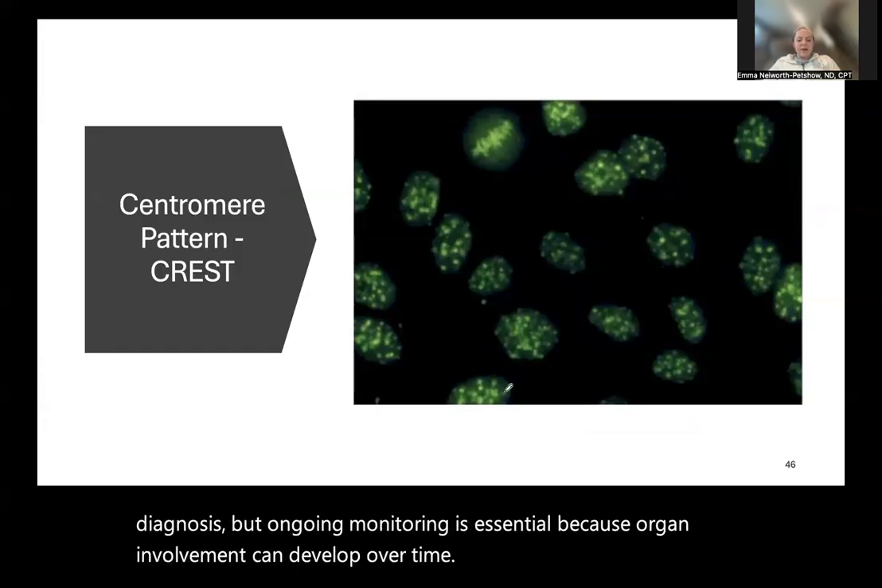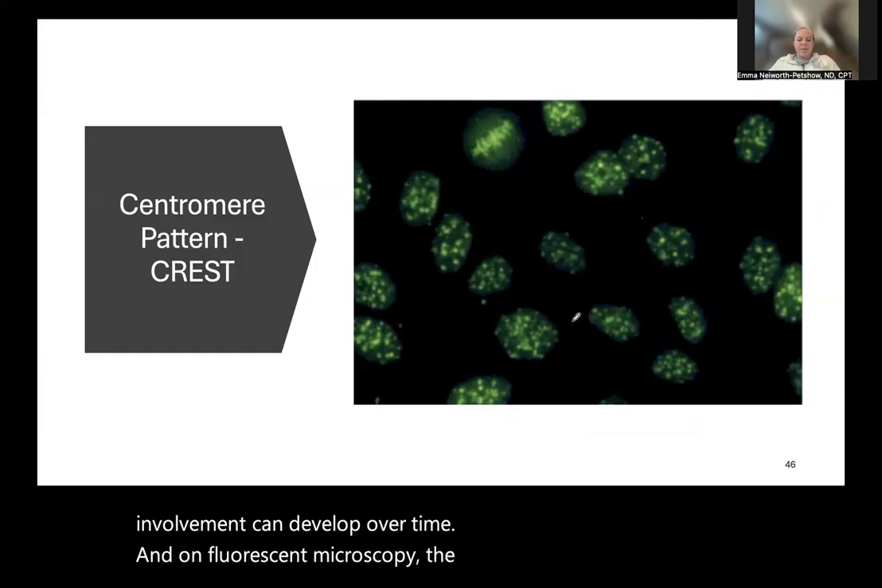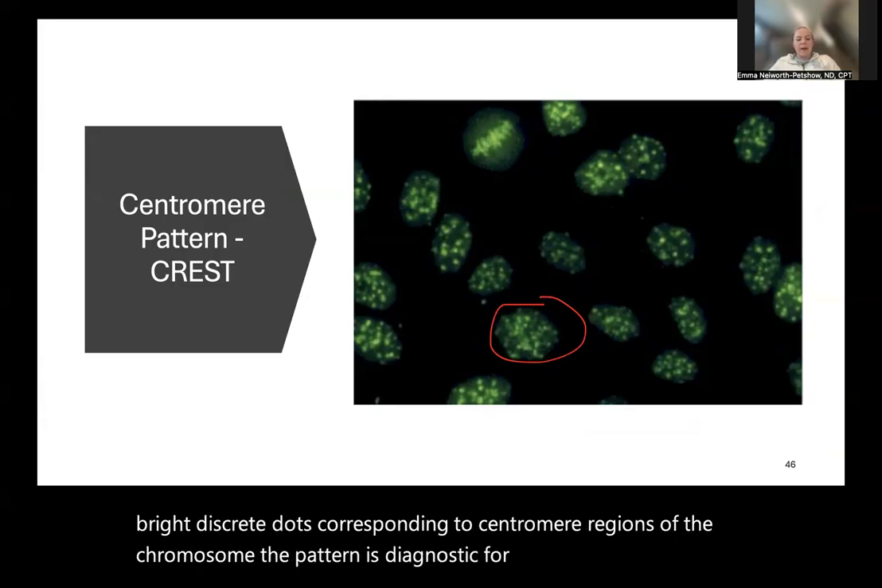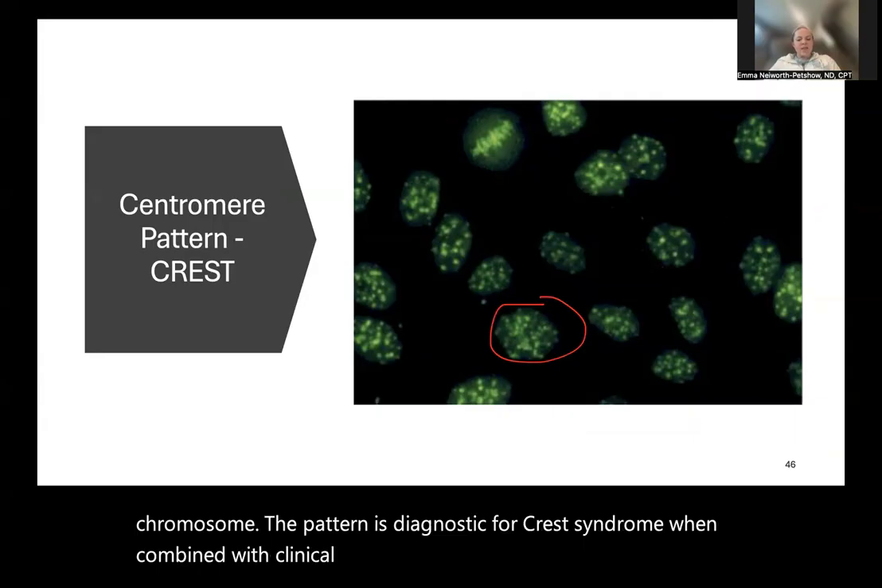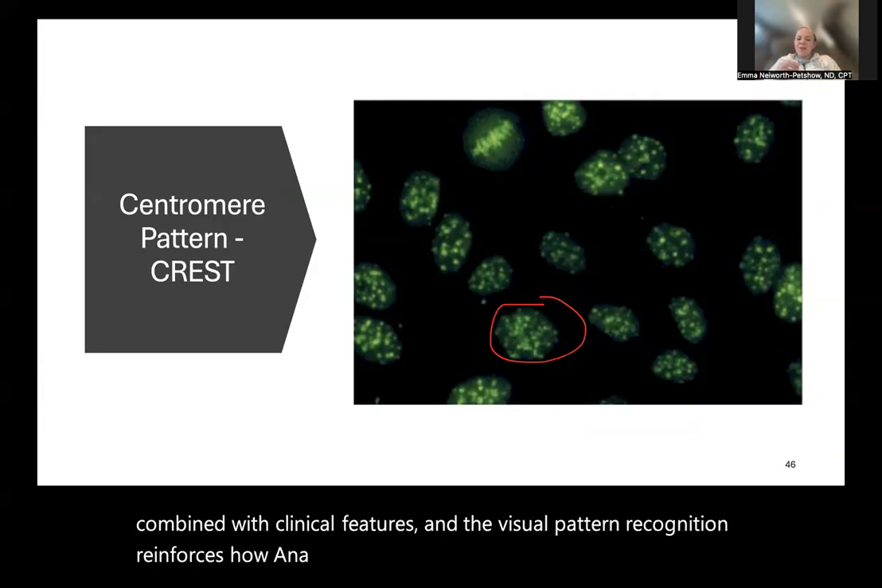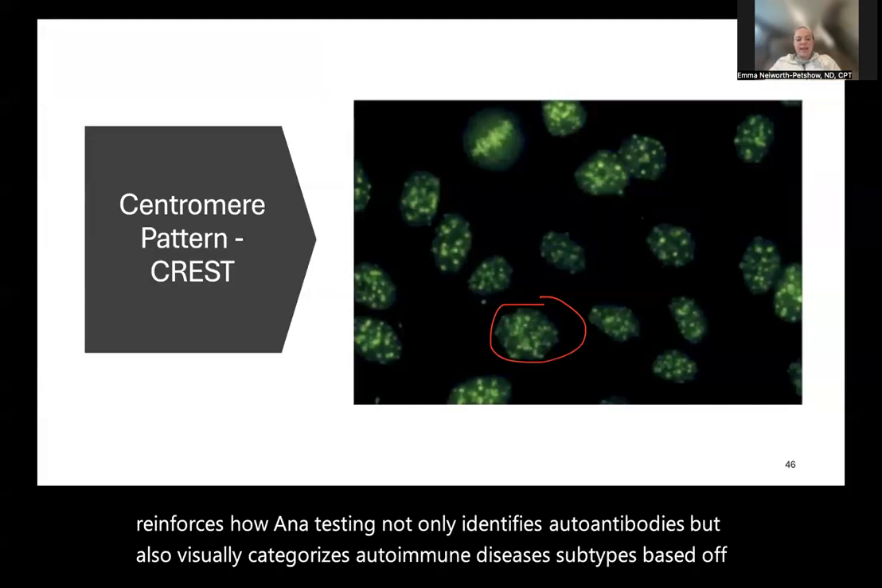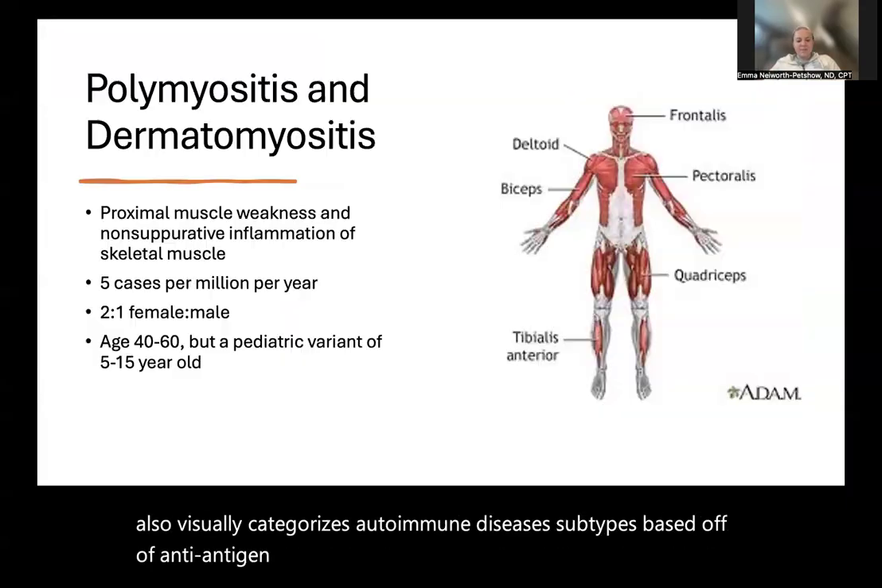And on fluorescence microscopy, the centromere pattern appears as bright, discrete dots corresponding to centromeric regions of the chromosome. The pattern is diagnostic for CREST syndrome when combined with clinical features, and the visual pattern recognition reinforces how ANA testing not only identifies autoantibodies, but also visually categorizes autoimmune disease subtypes based off of antigen localization.